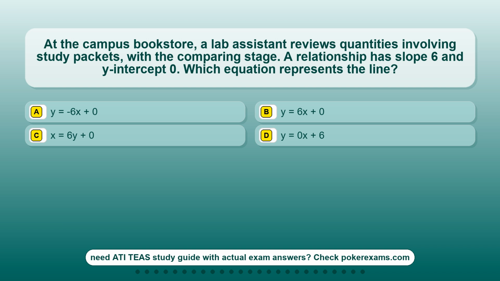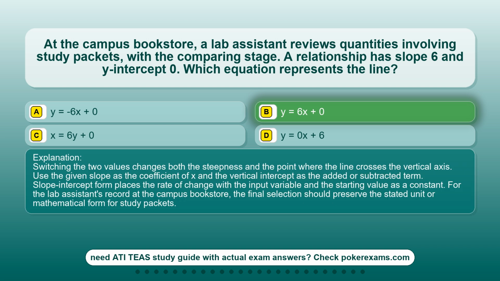Option A, y equals minus 6x plus 0. Option B, y equals 6x plus 0. Option C, x equals 6y plus 0. Option D, y equals 0x plus 6. The correct answer is option B, y equals 6x plus 0.